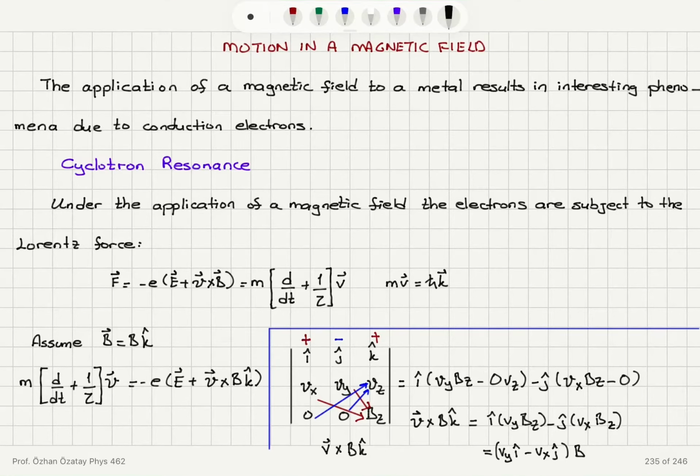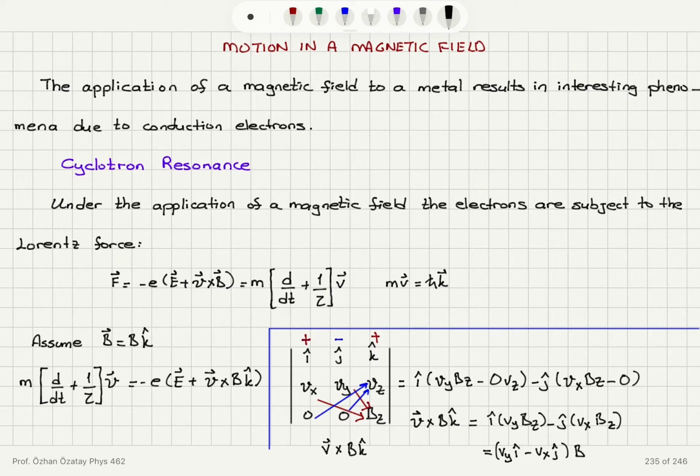Now we're going to analyze what happens to electrons inside a metal when the metal is placed in a magnetic field in the framework of the Drude model. The application of a magnetic field to a metal will result in interesting phenomena due to the conduction electrons, which are treated as free electrons here. One important phenomenon is cyclotron resonance, the other one is the Hall effect.